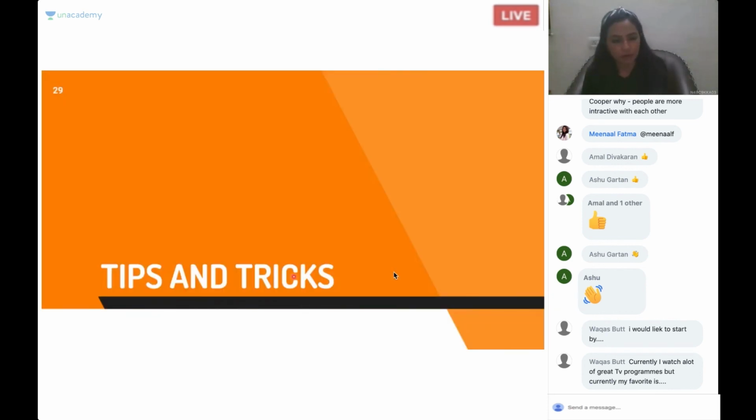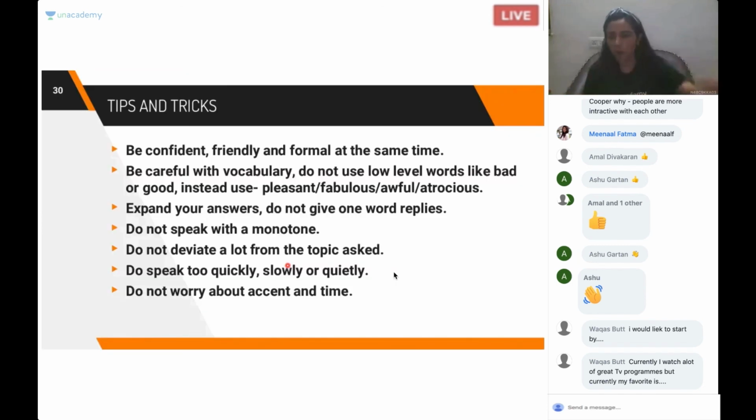So, quick tips and tricks for the overall speaking module. Be confident, friendly, and formal at the same time, right? This is something that we generally do when we're meeting a person for the first time. Just treat it like that. When you meet a person for the first time, you like to be confident. At the same time, you want to be friendly, but you also want to maintain your dignity and be formal.